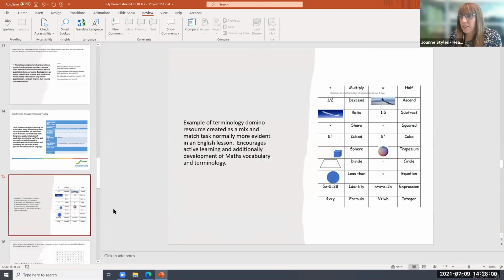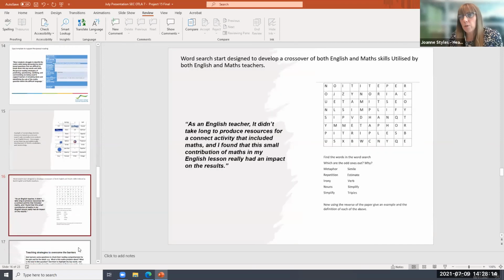Very simple techniques that we see in English all the time, just a mix and match activity, dominoes, where they're joining up the words or joining up the actual maths to the word and making the links that way. And this is the example of what the English teacher started to incorporate into her lesson, and vice versa, where they were just doing quick activities like word searches that included both maths and English terminology across the two lessons. And then getting them to provide definitions, so that estimate is used in maths, but it's also used in English.